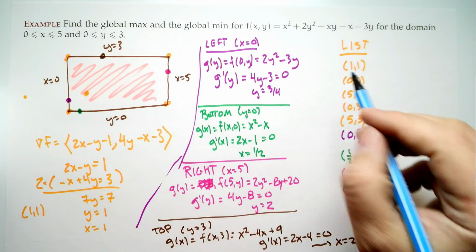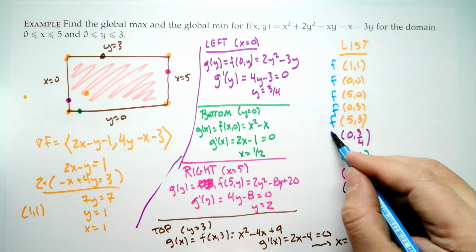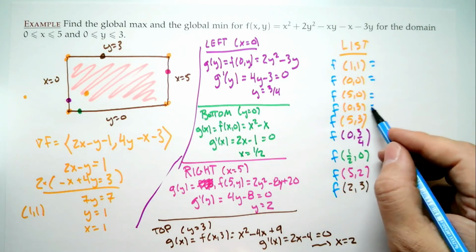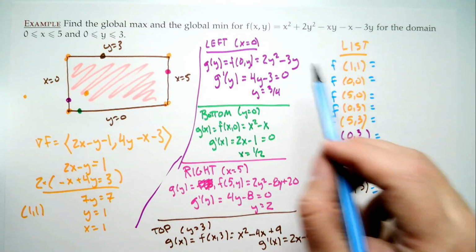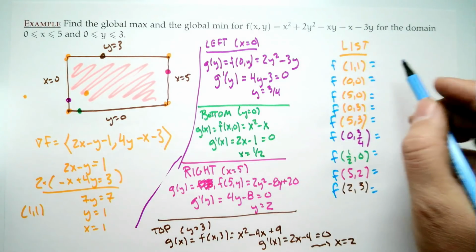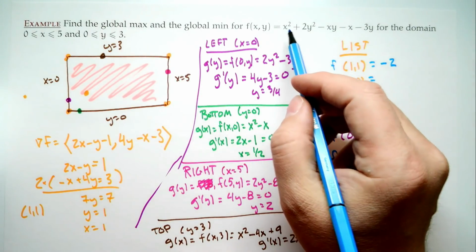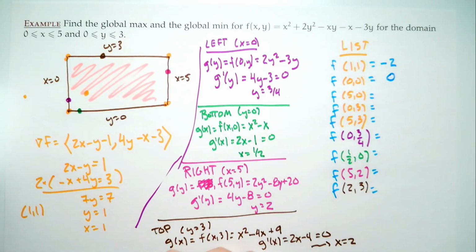We're going to plug everything in. So we're going to now plug every one of these points into our function. Okay. Thankfully, I left myself some room. Well, 1, 1. That's not so hard. That's 1 plus 2 is 3. Minus 1, minus 1, minus 3. So that would be negative 2. 0, 0. I like that one even more. That's 0, plus 0, minus 0, minus 0, minus 0. That's 0.